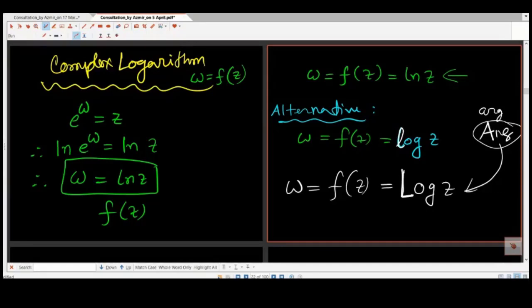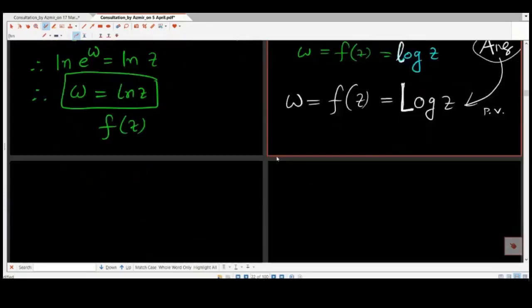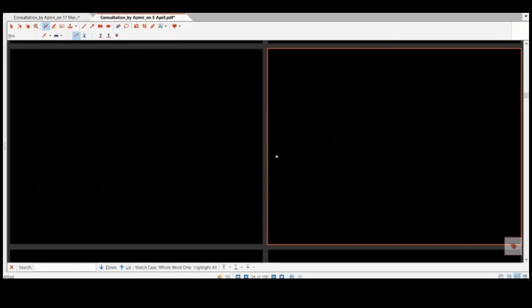Just like a small log, we have written capital Log, that is the principal value of complex logarithm. Similarly, we have natural log of z, small l. We can think about w equals f of z, that is capital Ln of z. So we have all these notations which are known as complex logarithm. So let us define complex logarithm.